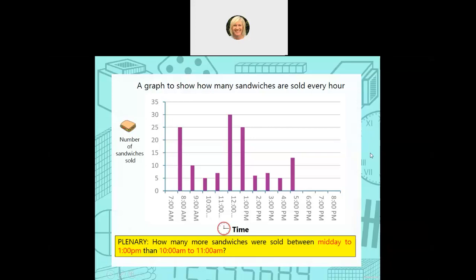Next question, our plenary question. This question I'm going to let you do on your own because this is going to show me whether or not you can read this graph. It's the same information. Another question. How many more sandwiches were sold between midday to 1 p.m. than 10 a.m. to 11 a.m.? Pause the video and have a go at that question.